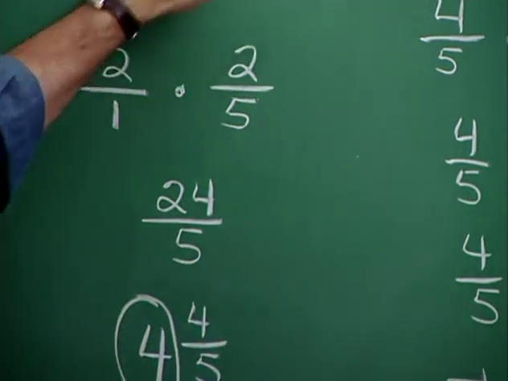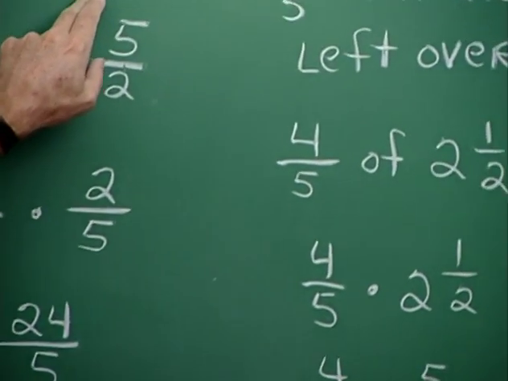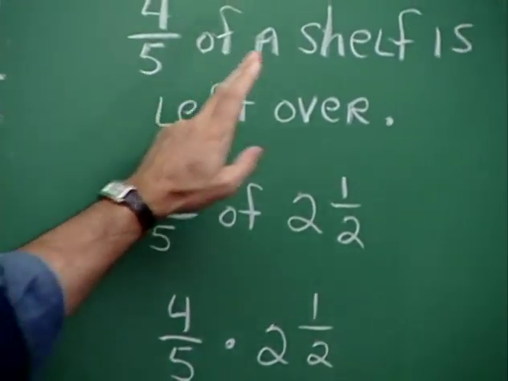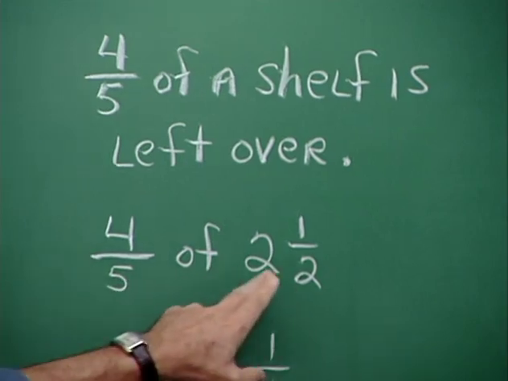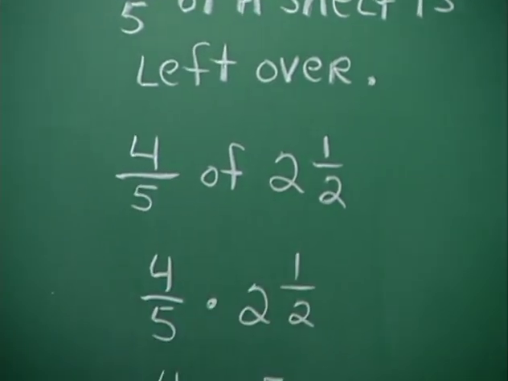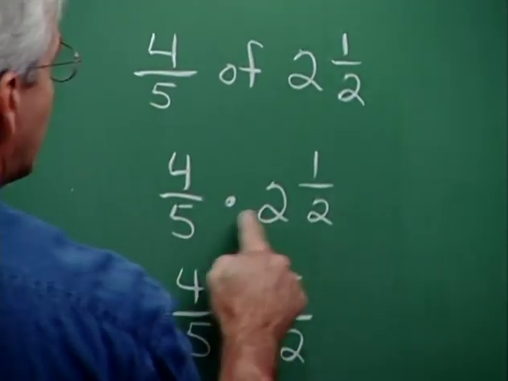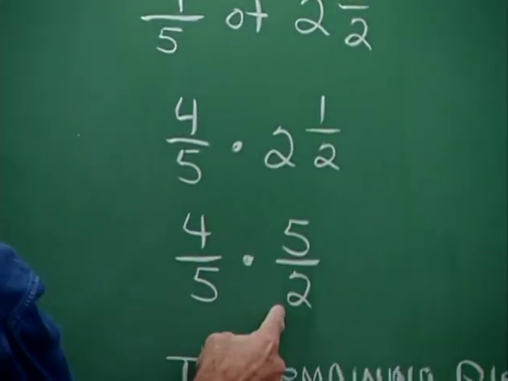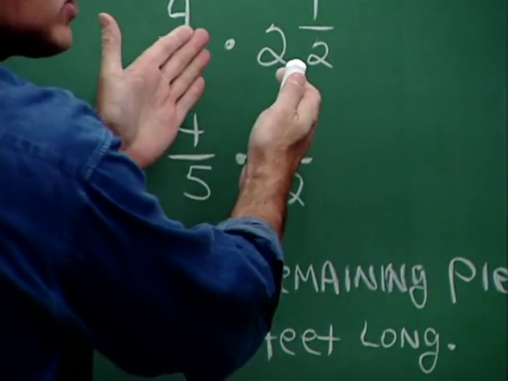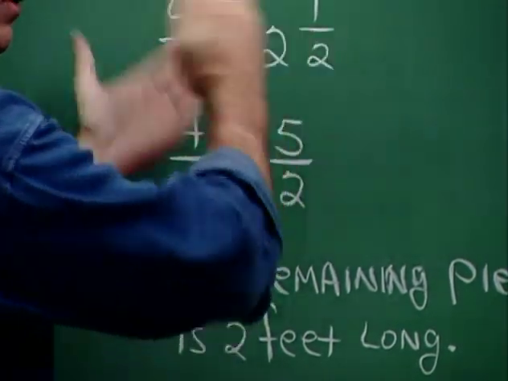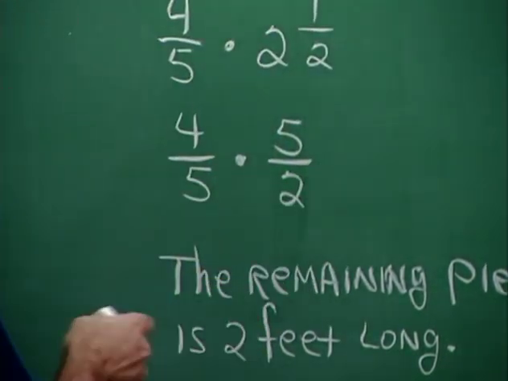Well, each shelf is 2.5 feet long. So 4/5 of a shelf is what's left over. 4/5 of 2.5 means 4/5 times 2.5. 2.5 is 5 halves, and away we go with multiplication. Now notice it's a multiplication problem. It's not a division problem. We don't have to flip over. So we're looking for cancellations.